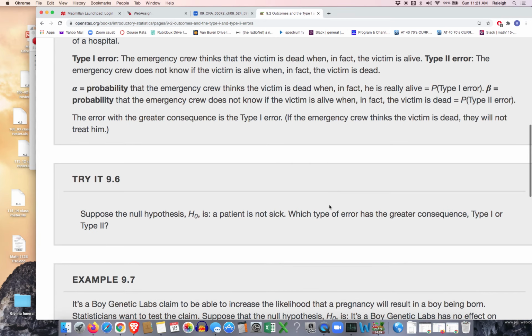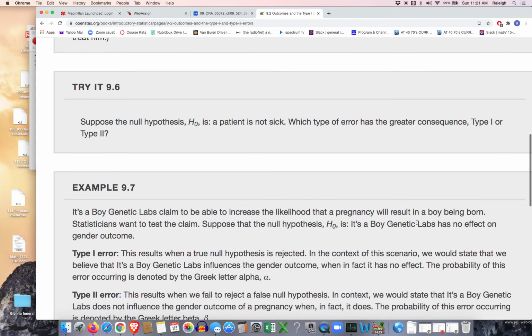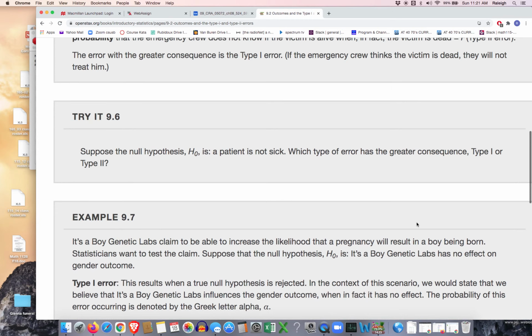H0: a patient is not sick. That's pretty simplistic. Which type of error has a greater consequence, type 1 or type 2? Okay, so to list this, type 1, we reverse it. We reject H0, so type 1 would say we think the patient is sick, and it turns out H0 is correct, and the patient is not sick.